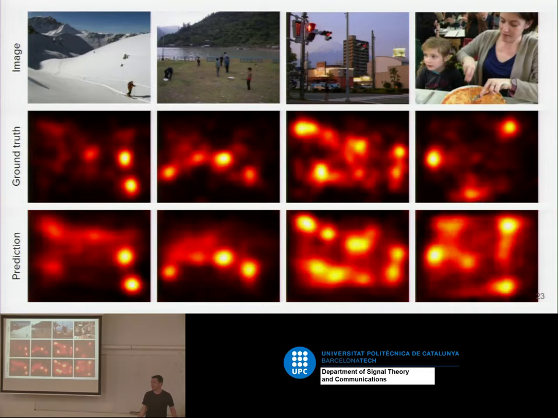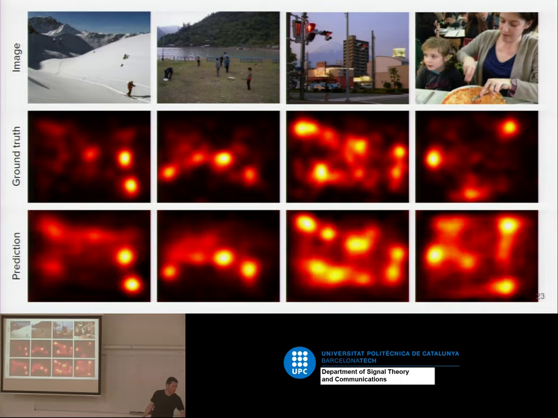And indeed, this works even when the image is much more complicated, right? So here we have images like this one here. We've got lots of lights and various things going on, and we still get some reasonable results from it, right? So this seems like a good model for saliency.